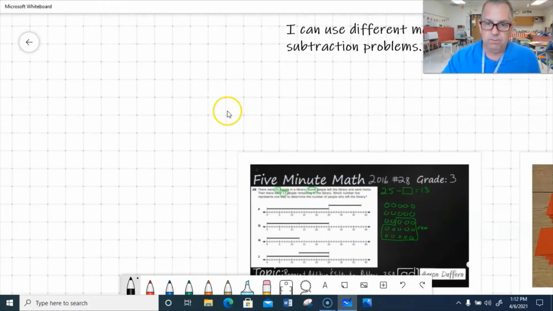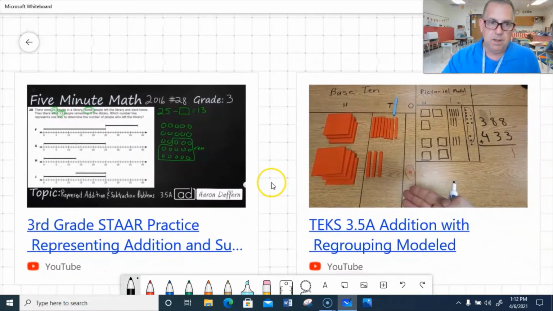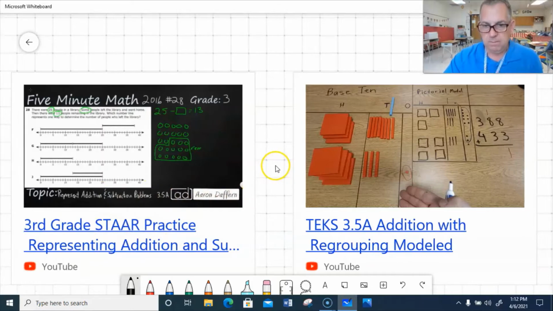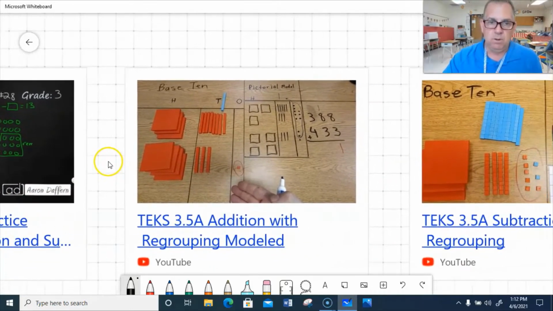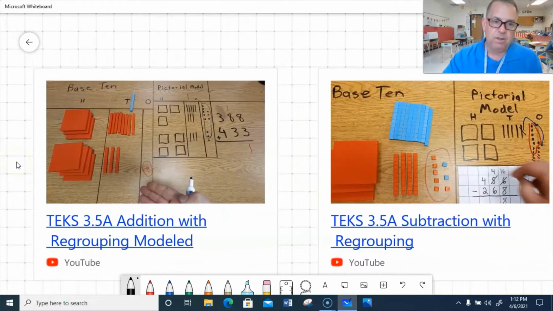We've got a few videos. One of the videos is going to be a STAAR test question from 2016. It's question number 28, and it's over the skill that we're talking about today. Then I'm going to do a video of me using models to do addition, and another one of me using models to do subtraction. So let's get ready and watch the videos.